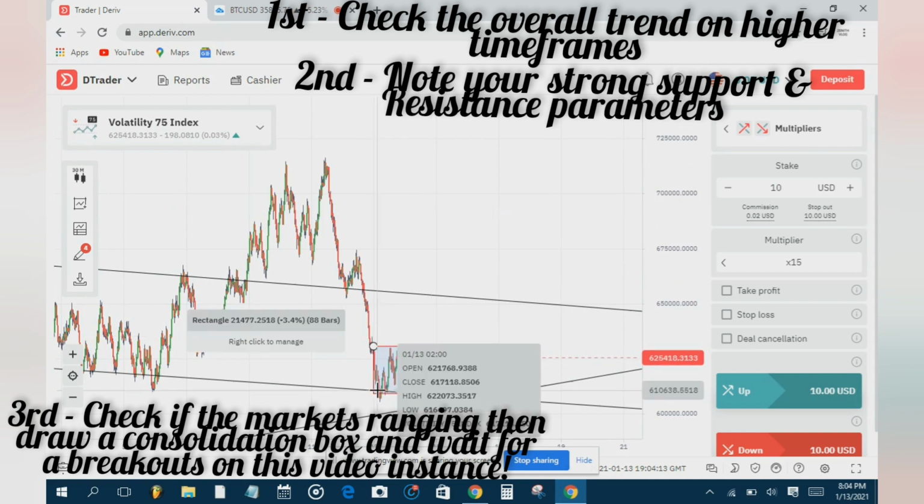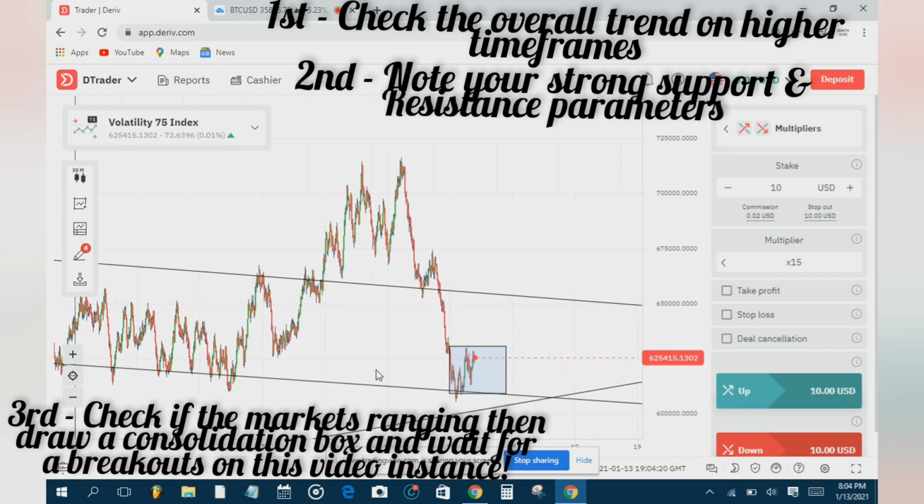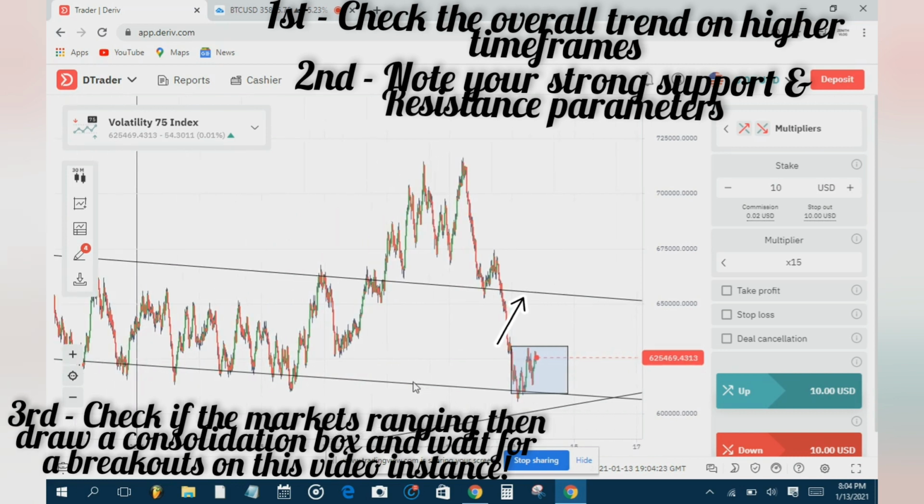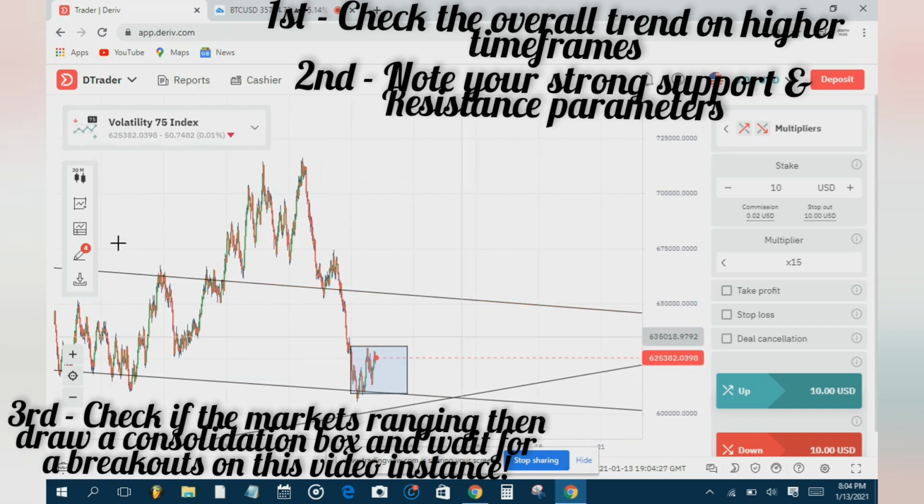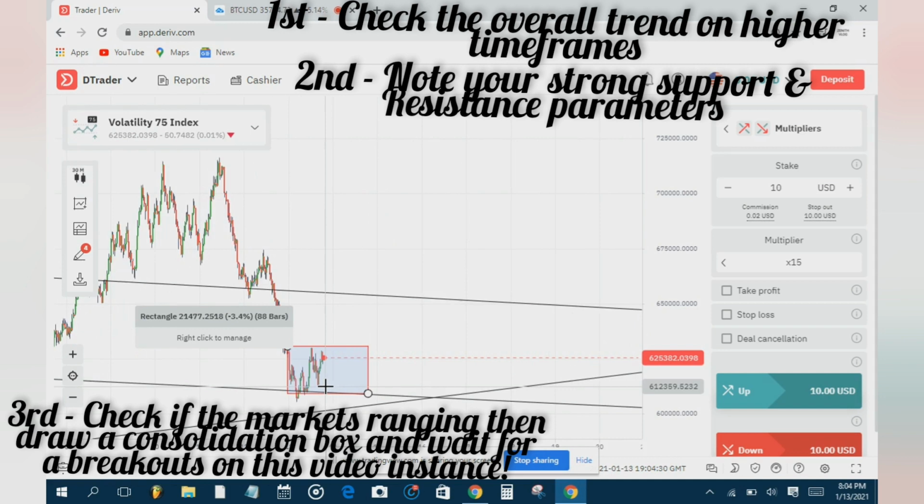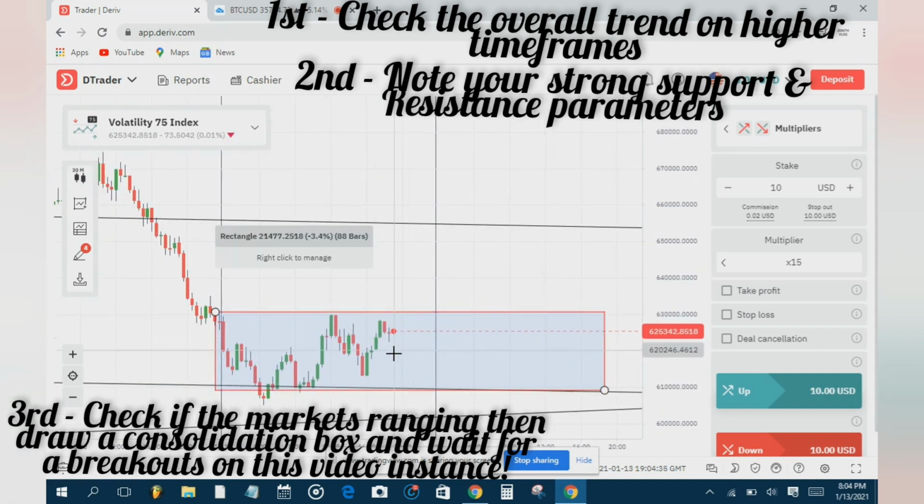Yeah, so we know from this level over here, the market has retested for a buy. Obviously, we all can see the market is going to buy up to the top resistance, but just before that, we found a range. So at this point, we're just going to wait for a breakout from here.